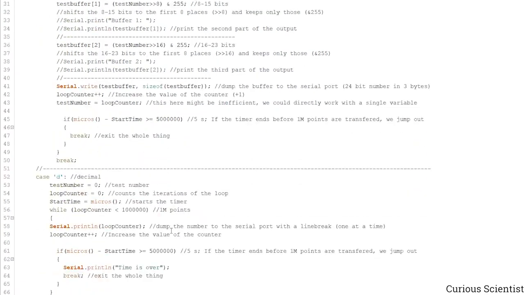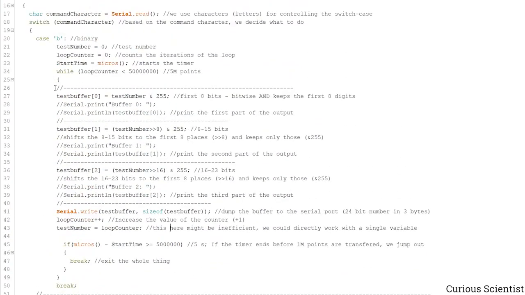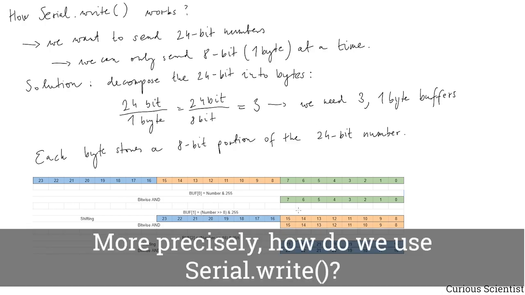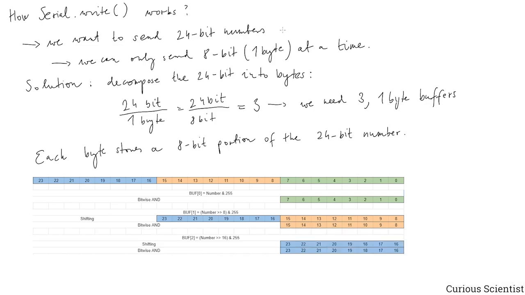And now, before moving to this part, which is more simple, I want to explain this in a bit more detail. So I wrote a few thoughts here, and let's go through those points, and then I'll show you what is in this table. So how Serial.write works. This is basically just the code explained in text. So we want to send 24-bit numbers from the microcontroller to the computer through the serial port. But the problem is that we can only send 8 bits at a time, or 1 byte at a time, through the serial port using this kind of method that I'm doing.